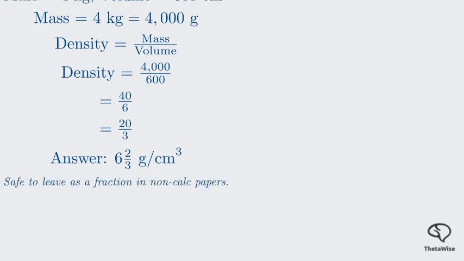As a mixed number, that is 6 2/3 or 6.67 if rounded. Leaving it as 20 over 3 or 6 2/3 is usually safer in a non-calculator paper.